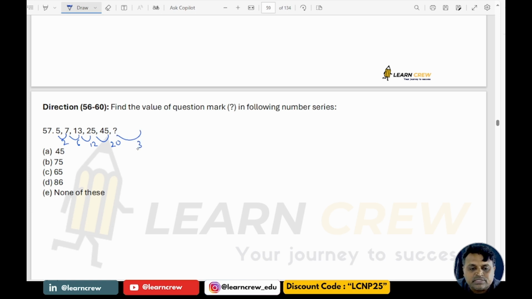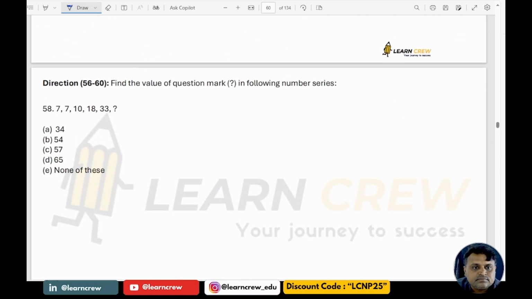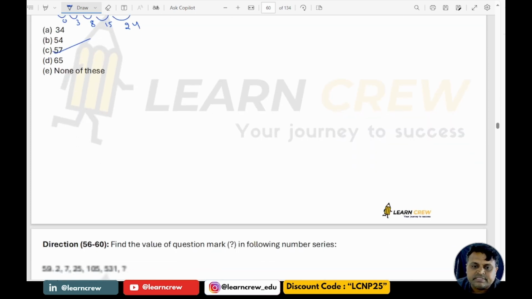It has to be how much? 30. So 45 plus 30, 75 is the answer. The answer is 75. 7, 7. So here difference is 0, here difference is 3, here difference is 8, here difference is 15. So 1 square minus 1, 2 square minus 1, 3 square minus 1, 4 square minus 1, 5 square minus 1 is 24, 33 plus 24 is 57.